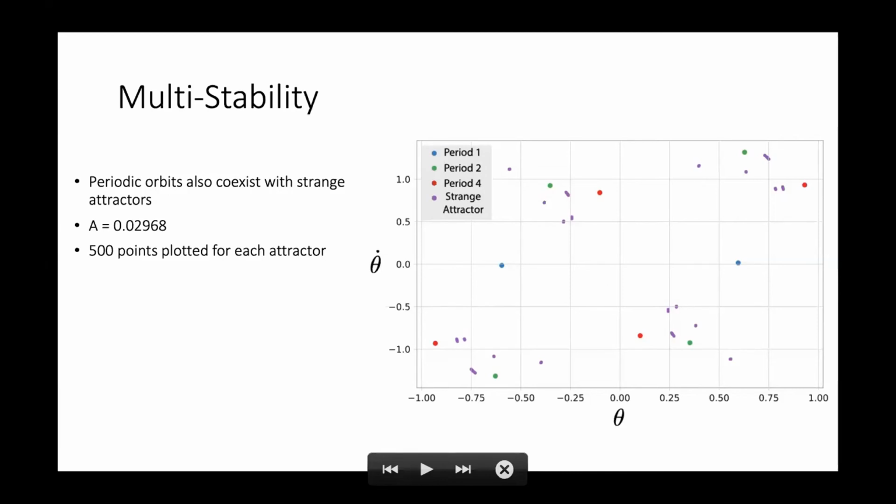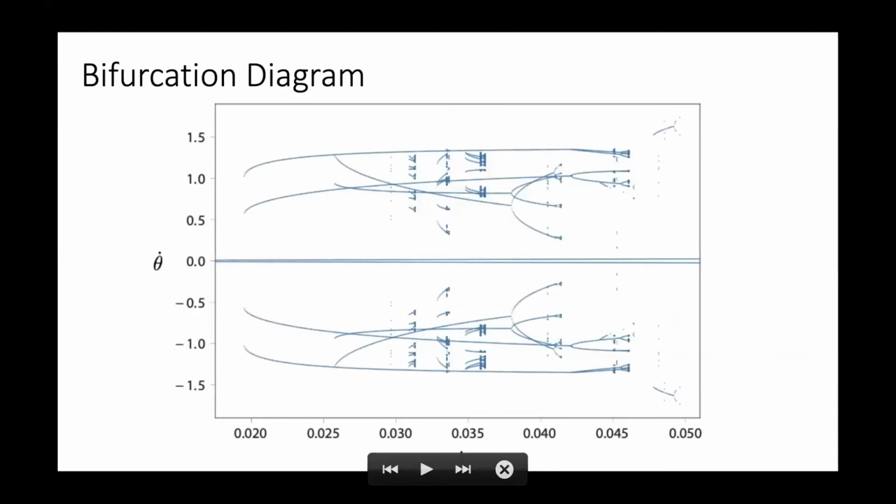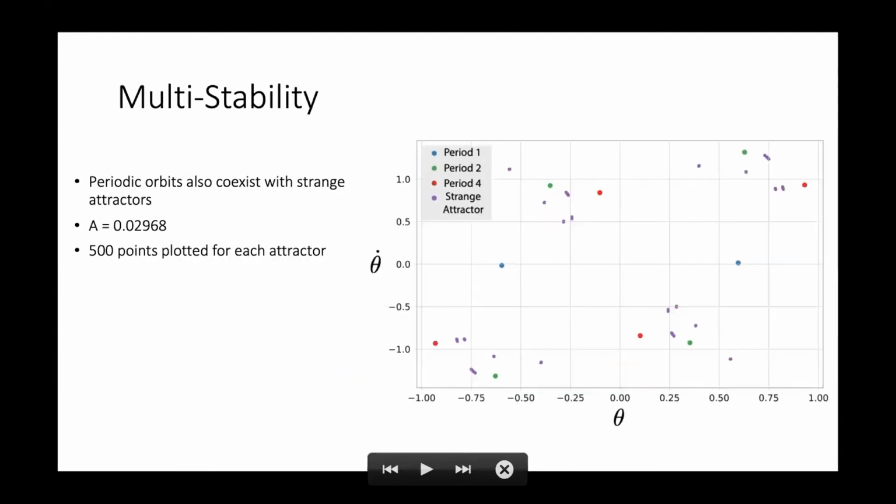So a strange attractor, instead of being just a finite collection of points, is actually a kind of complicated fractal structure in the Poincaré section. And it's indicative of chaotic dynamics. So when the pendulum is moving along the strange attractor, its motion is actually chaotic. And so Poincaré sections and phase space plots are good for viewing the dynamics at a specific driving amplitude.